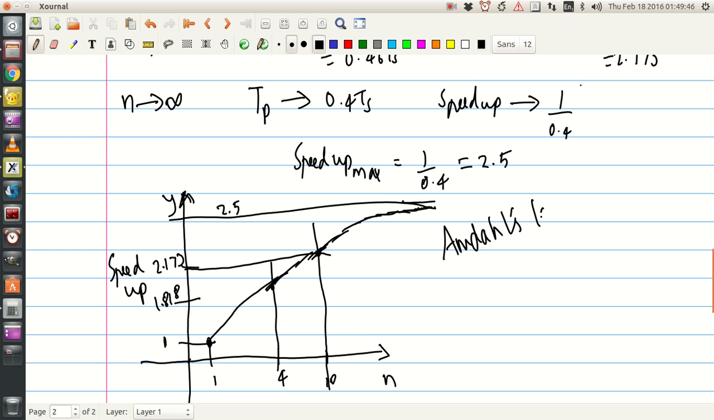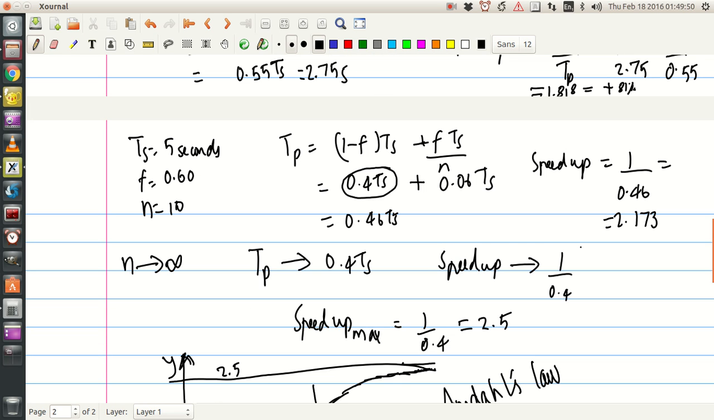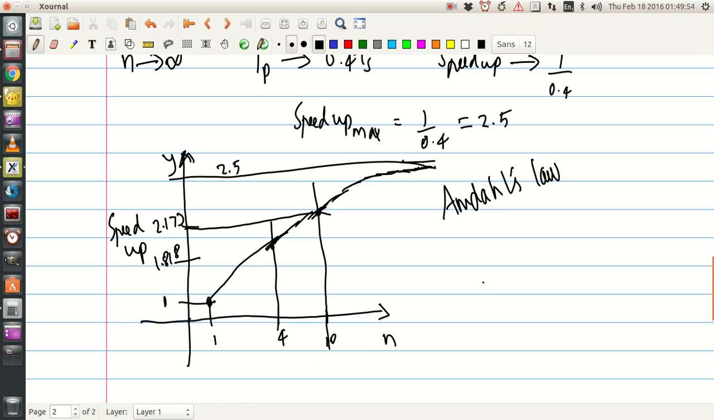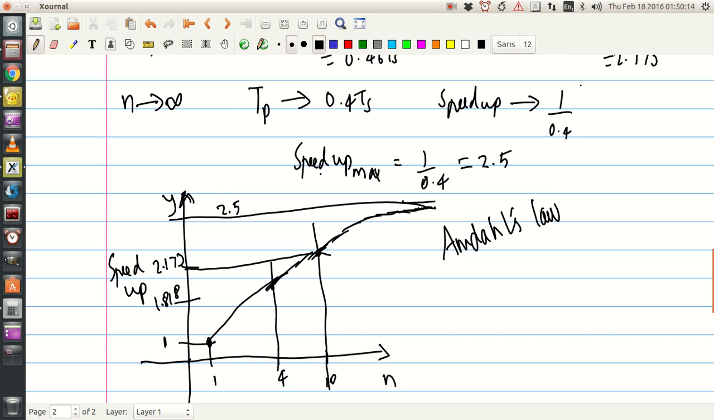This is called Amdahl's law. What it says is that unless you try to increase the fraction of the code that can be parallelized, you can't increase the speed up beyond a particular limit. No matter how many processors or threads you use, beyond a particular point they won't make sense, and the speed up will plateau, and there is an upper limit on the maximum speed up you'll attain.